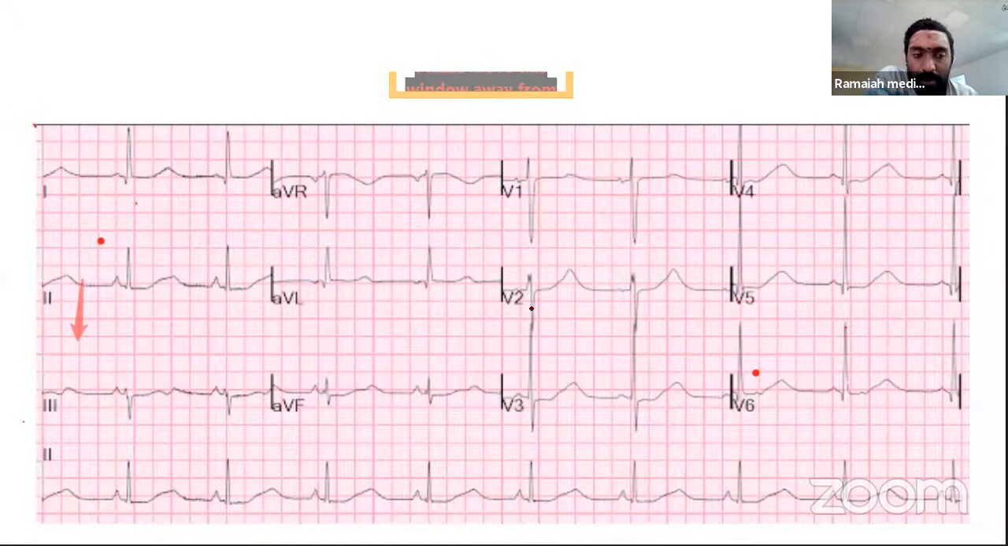We define a normal sinus P wave as positive in 2, 3, AVF, negative in AVR, and positive in V5, V6, with a 1:1 atrial to ventricular conduction. Second, we look at the PR interval. The normal is 3 to 5 small squares. The normal P wave is 2.5 in the limb leads and less than 1.5 in the precordial leads. Then we look at the QRS. The QRS should be less than 3 small squares.